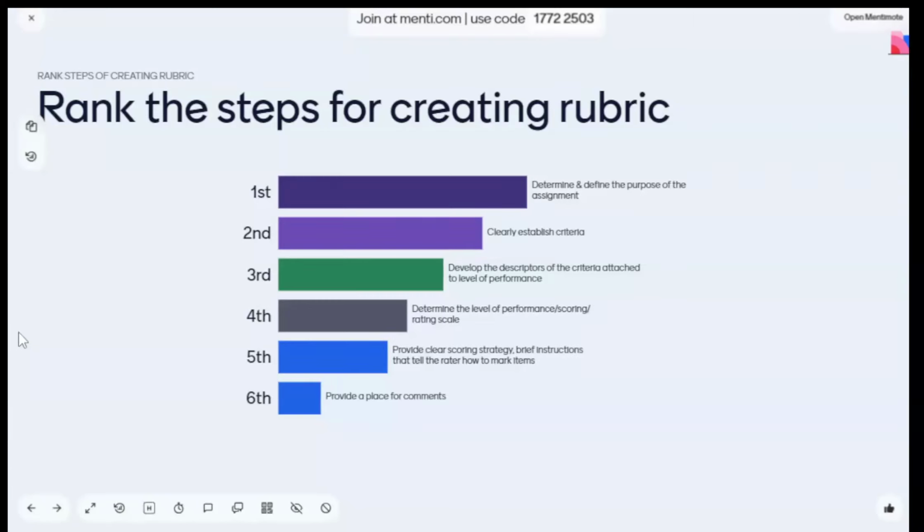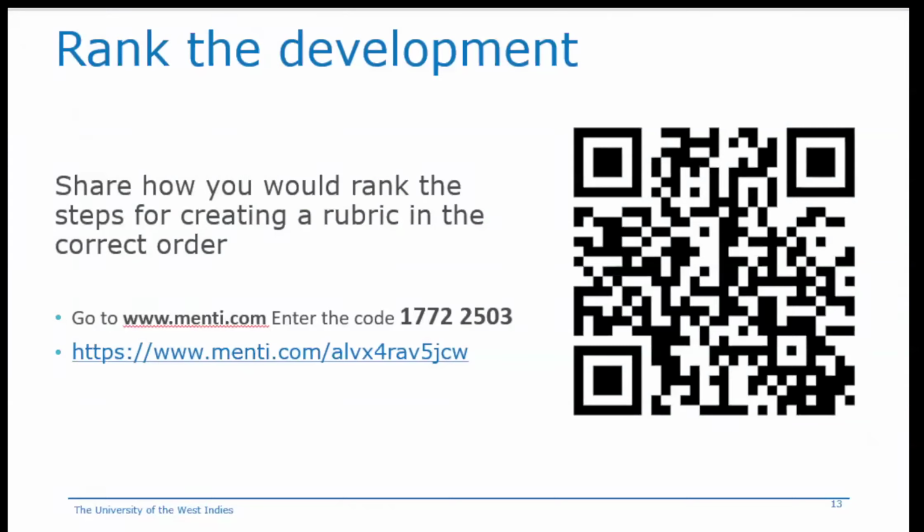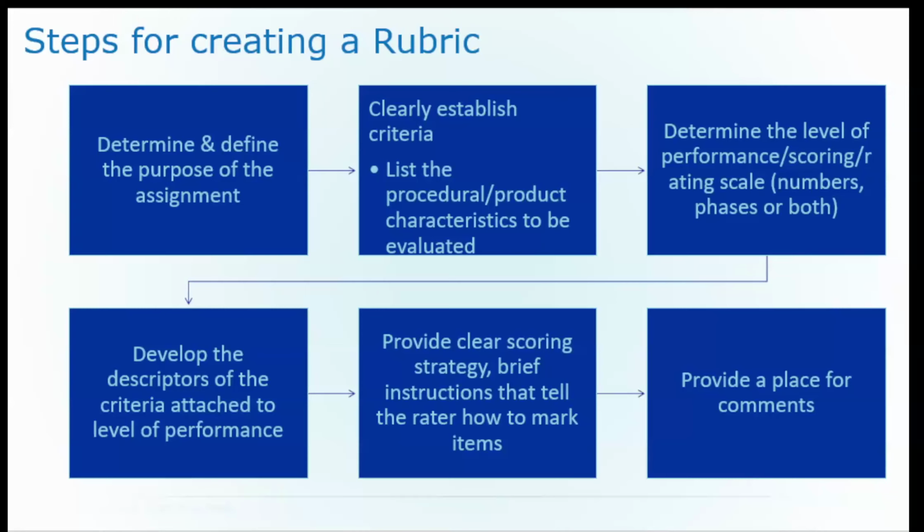All right. Now, let's compare this. We see most of you had determined the purpose of the assignment. And what practitioners tell us is that the first thing we do is determine and define the purpose of the assignment. So most of you certainly got that correct, and that's important. You start with the purpose, and it's important to ensure that this is clear. The second step is establishing the criteria, which includes listing the products or characteristics to be evaluated. And then you determine the scoring level.